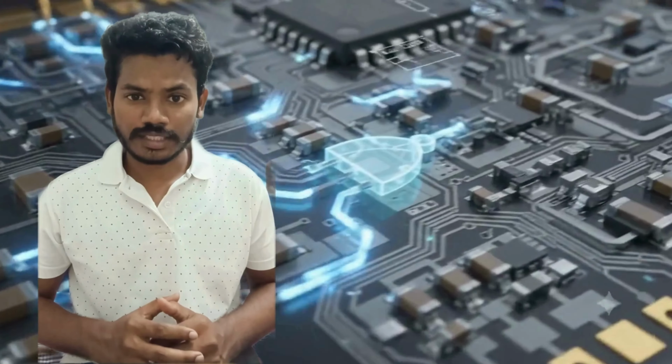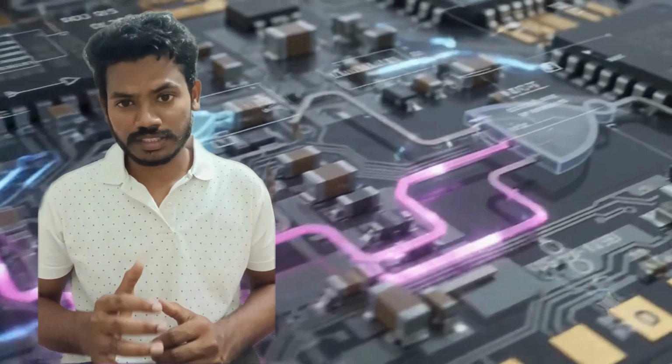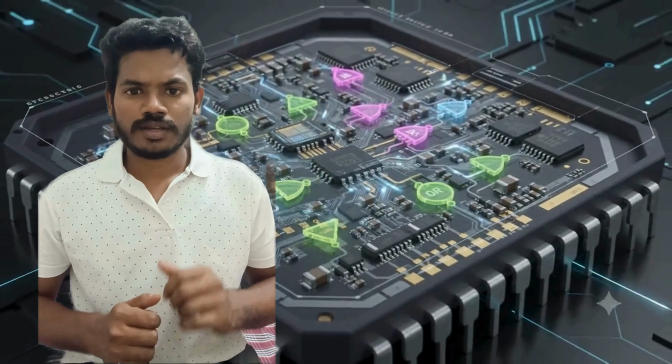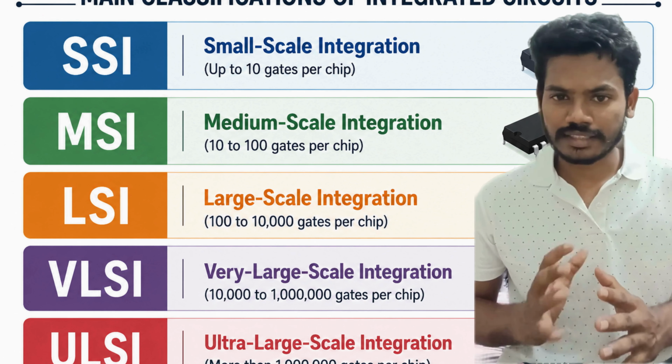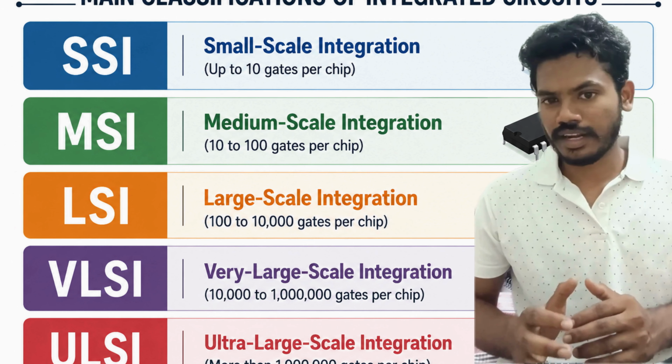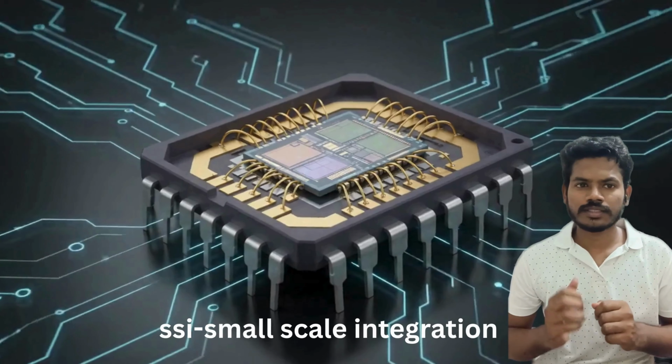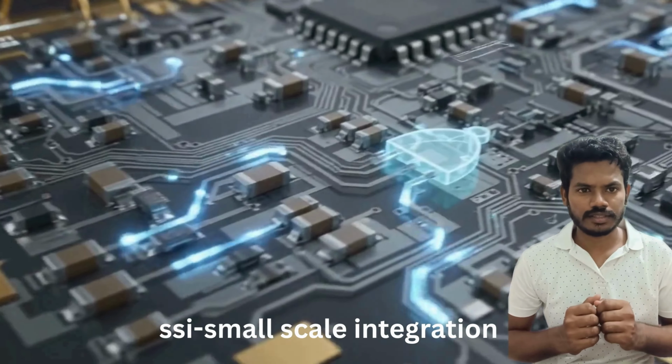Integrated circuits are classified based on the number of logic gates and transistors integrated on a single chip. The main classifications are SSI, MSI, LSI, VLSI and ULSI. Let's understand each one. SSI stands for Small Scale Integration.